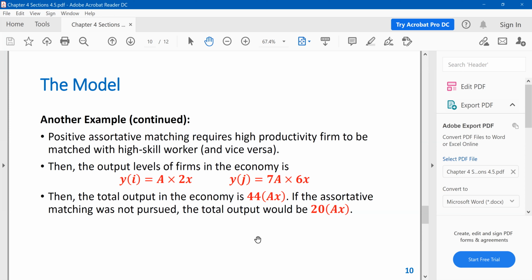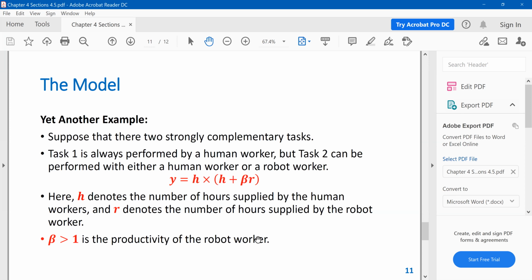In general, these examples are very simple, but there could be more realistic stories that still build on this notion of positive assortative matching, because that's our assumption. The fundamental assumption is strong complementarity. Under strong complementarity, we have positive assortative matching. We can have another example.